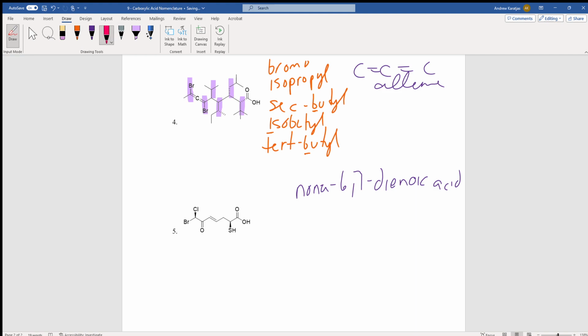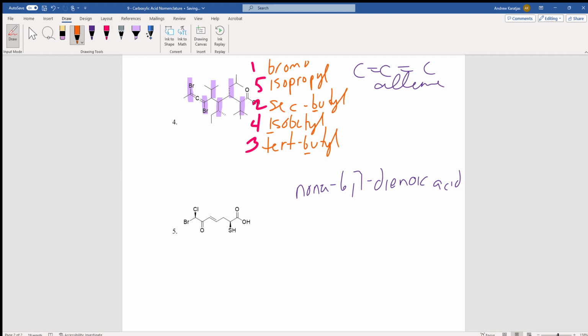The numbers I'm going to put here are for the order that we alphabetize them in. Bromine comes first. The one case where we take a numerical prefix into account for alphabetization, sec-butyl and tert-butyl. Sec comes first, tert comes second, isobutyl is next, and finally isopropyl will be our last substituent that we name.